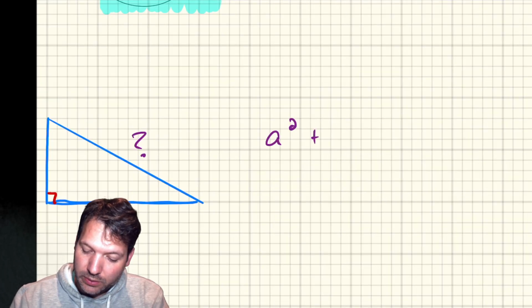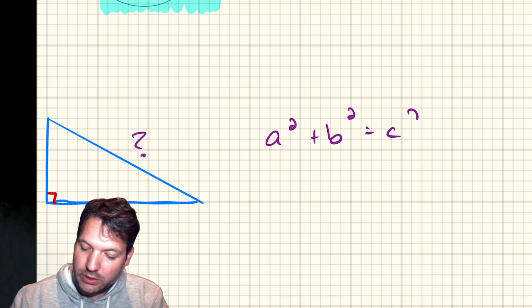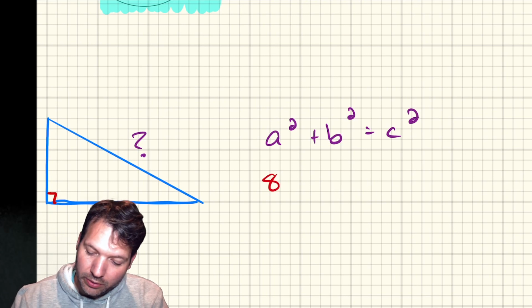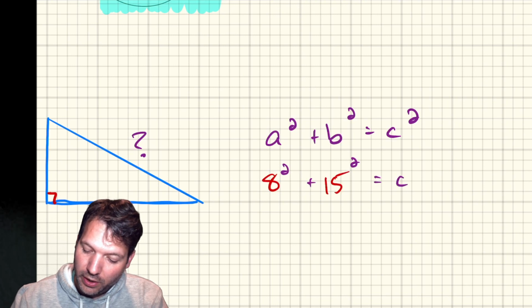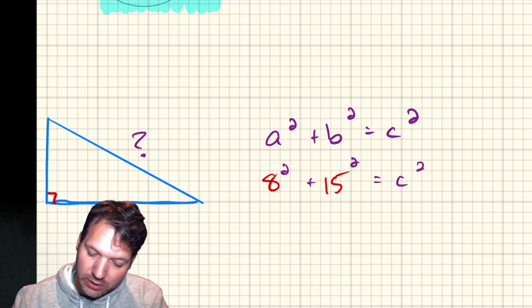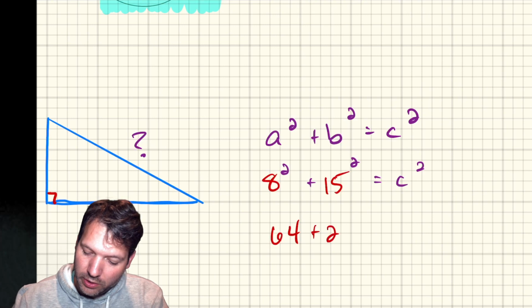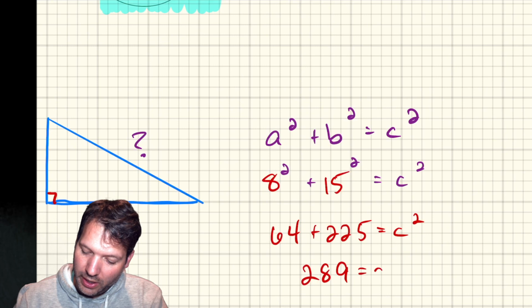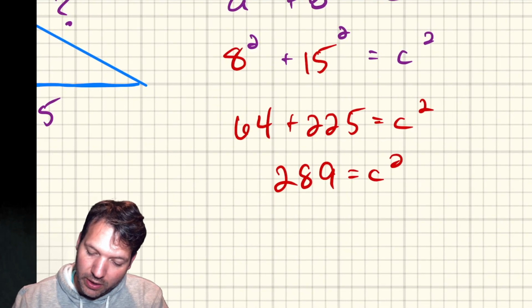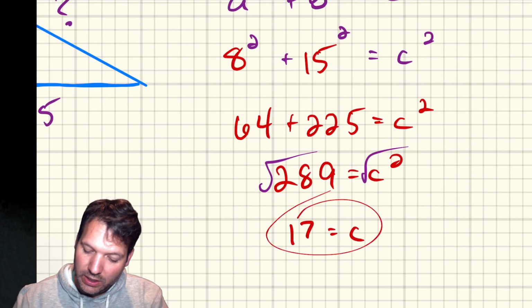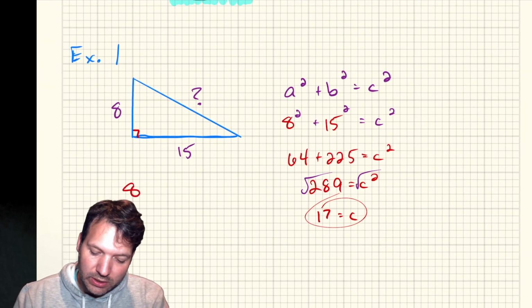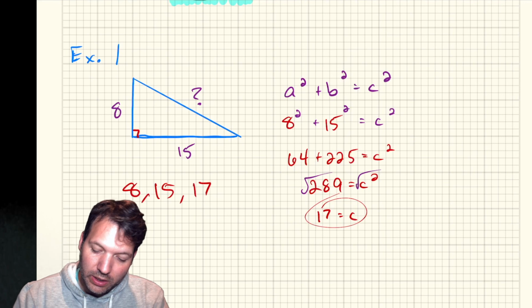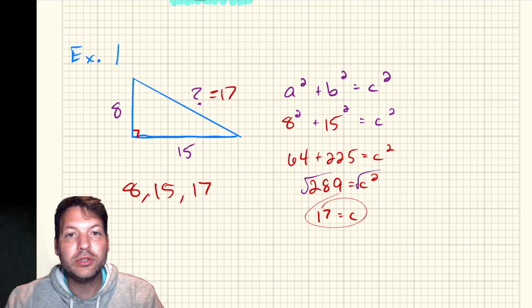A squared plus b squared equals c squared. So in this particular case, we simply plug in the 8 and the 15 for a and b. 8 squared, 64. 15 squared, 225. The sum of those is 289. And it just so happens that the square root of 289 is 17. So this is the 8, 15, 17 right triangle.